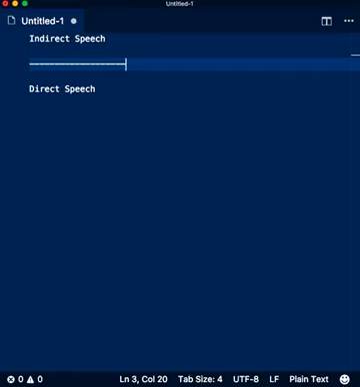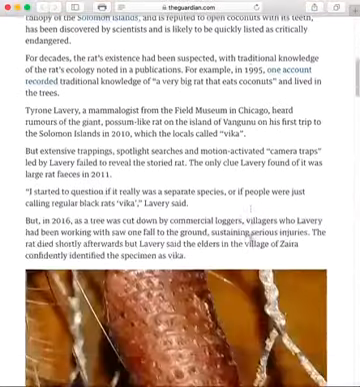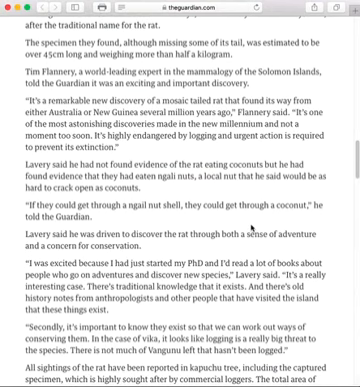Okay, now this is from a newspaper article that was in yesterday's online Guardian, from the Guardian website. Now brace yourselves, this is a little bit shocking, okay? Here we go. Are you ready? There we go. So, in this article, two scientists are telling a newspaper reporter called Michael Slezak about the discovery of this giant rat in the Solomon Islands that is so big it can eat coconuts.